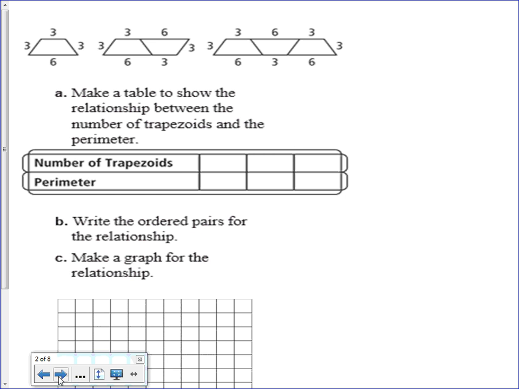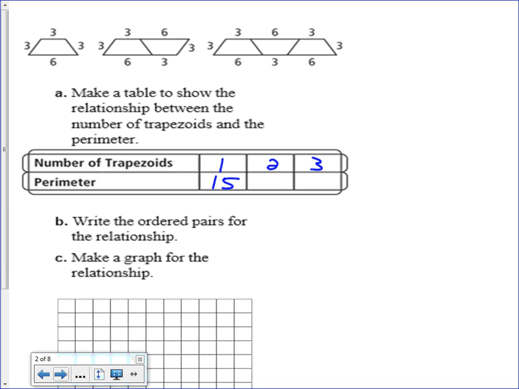First type of thing you might see, might ask you to make a table to show the relationship between figures. So for instance, in this case, trapezoids and the perimeter. If we looked at the number of trapezoids and compared that to the perimeter, first of all, we've got 1, 2, and 3 trapezoids. If you look at the perimeter of the first one, it is 15.